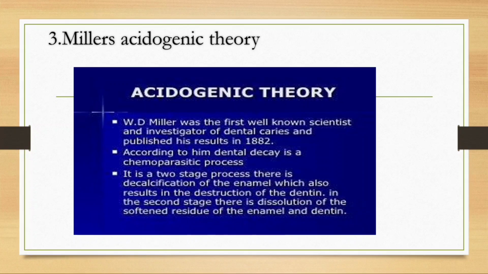Now we have Miller's acidogenic theory. Miller was the first well-known scientist and investigator of dental caries, and according to him, dental caries is a chemoparasitic process. That is, chemical is produced by the parasite, that is bacteria. So it is a two-stage process. There is decalcification of enamel, which also results in destruction of dentin. In the second stage, there is dissolution of the softened residue of the enamel and dentin. So there is production of acid by the bacteria, which causes dissolution and destruction.